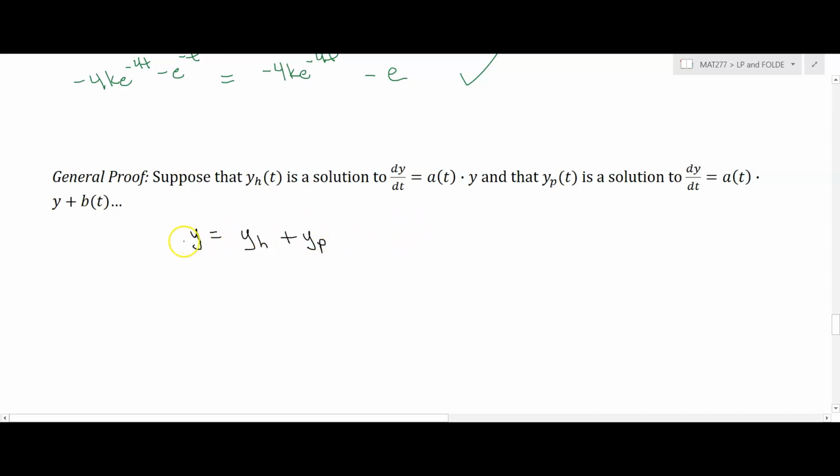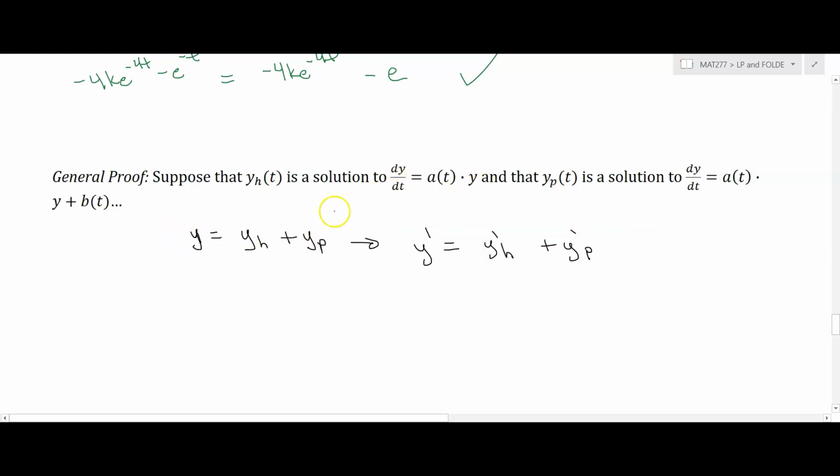Well, if I want to verify that it's a solution to this non-homogeneous case, then I'm going to need its derivative as well. I can write this as y prime sub h plus y prime sub p. Now, since we don't know what functions they are, all we can say is that the derivative of y sub h is y prime of h, and the derivative of y sub p is y prime of p.